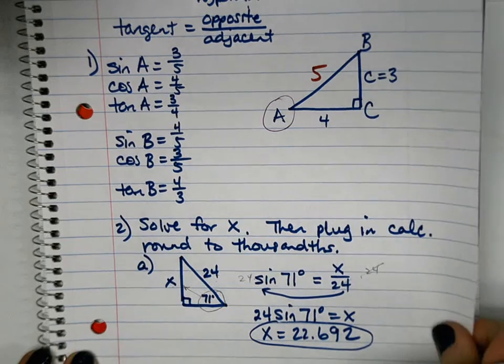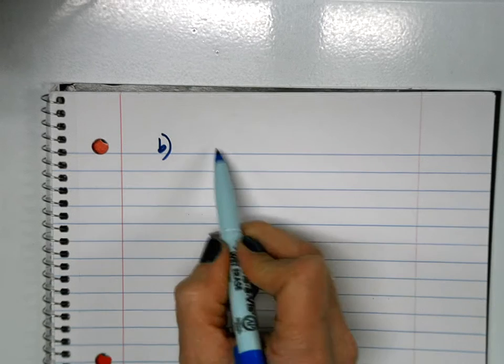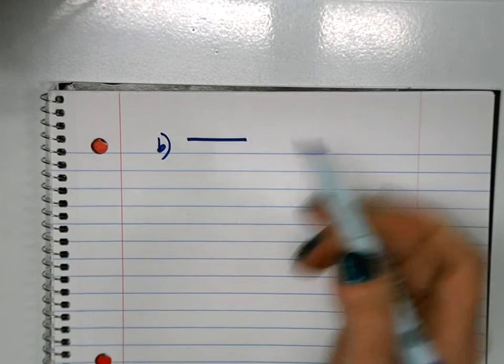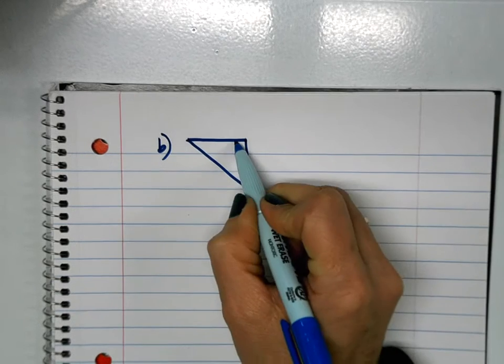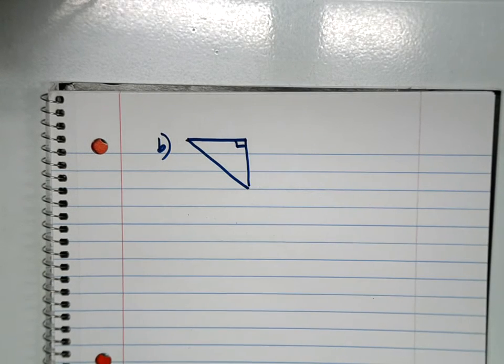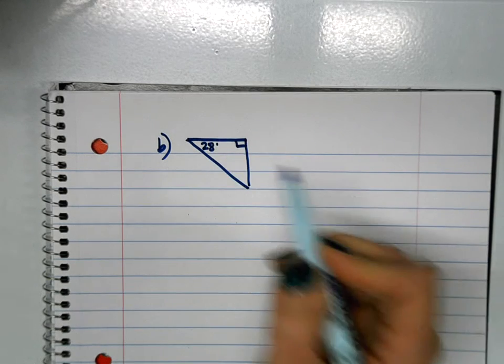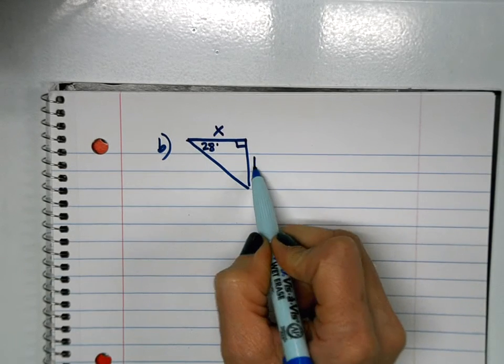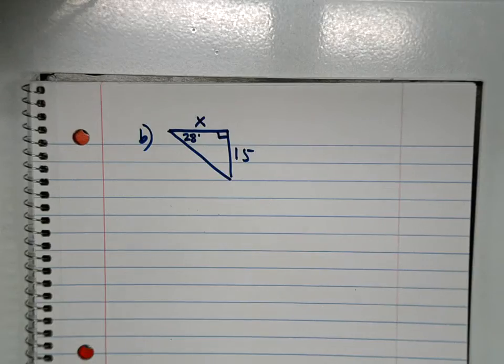All right, let's do another one of these. All right, let's draw a right triangle this way. In this case, this angle here is 28 degrees. This side is x. This side is 15. Okay, so we want to use just that information, use one of our trig functions and figure it out.